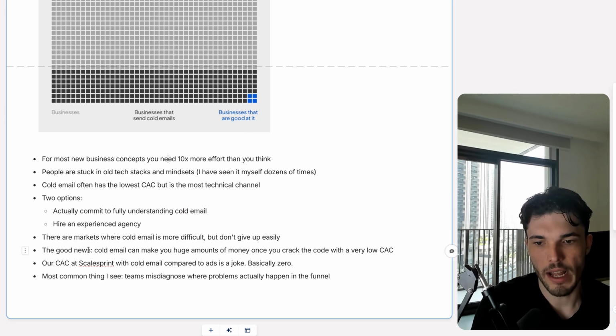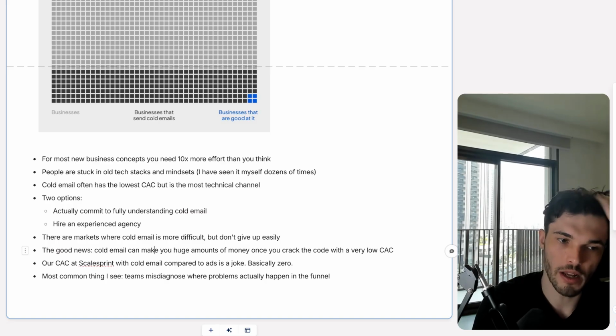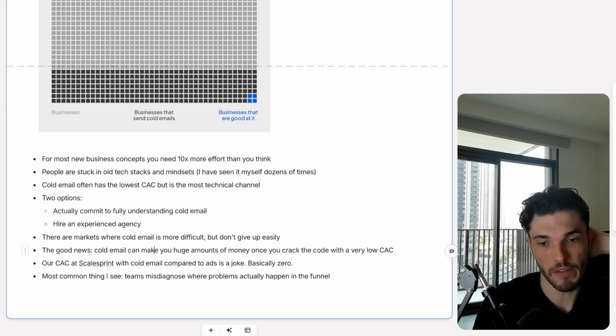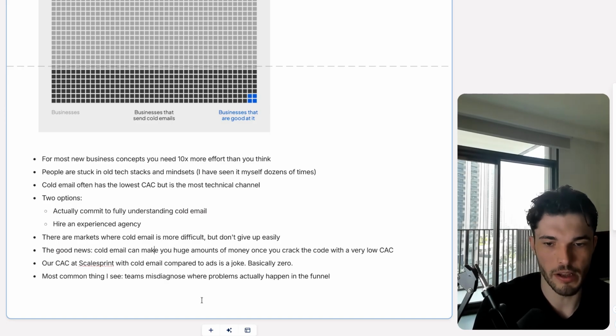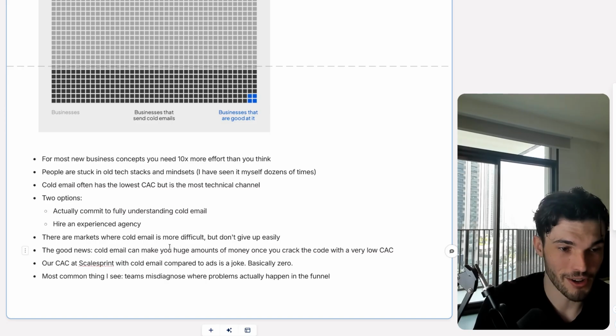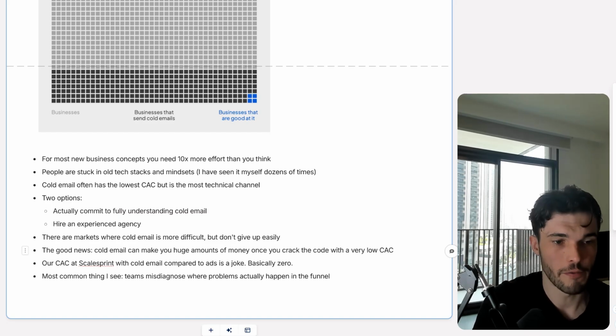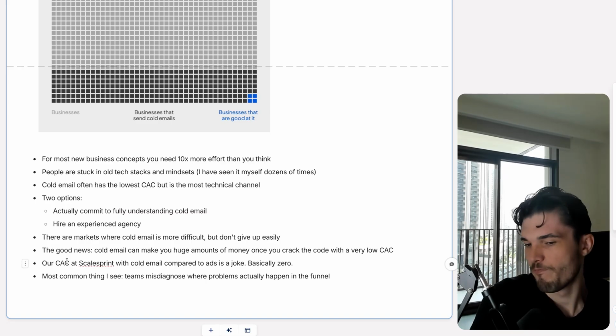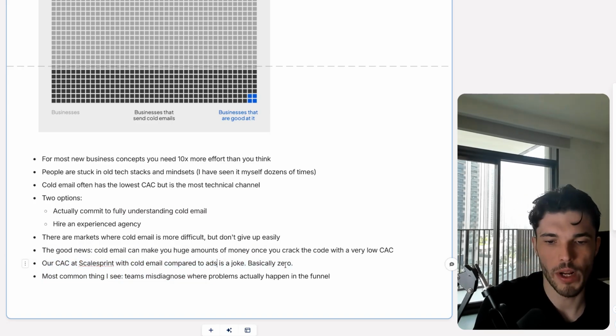The good news is that cold email can make you a huge amount of money and have a very low CAC once you do get it running. And I think my own agency, Scalespin, is a great example of that, because the customer acquisition cost for my company has been an absolute joke. It's so low because I'm very good at running these cold email systems, and I don't pay a whole lot for the infrastructure either, right? You can get a super solid infrastructure for a few $100s a month. So this is really just the best channel once you actually do crack it.